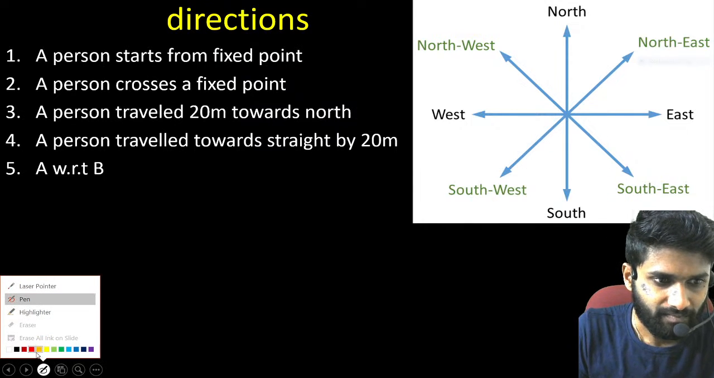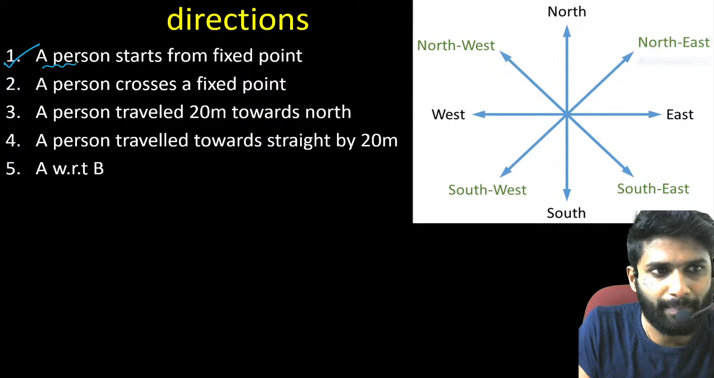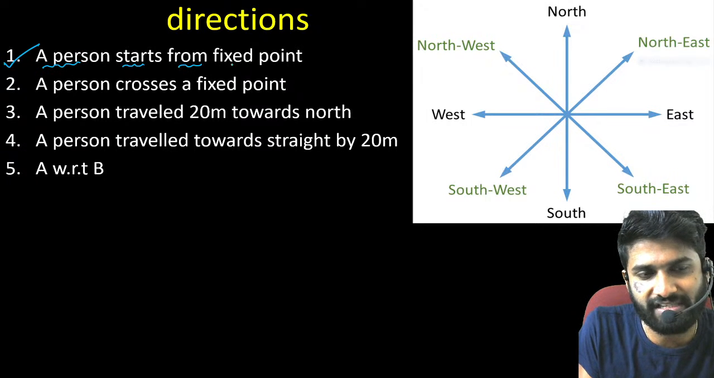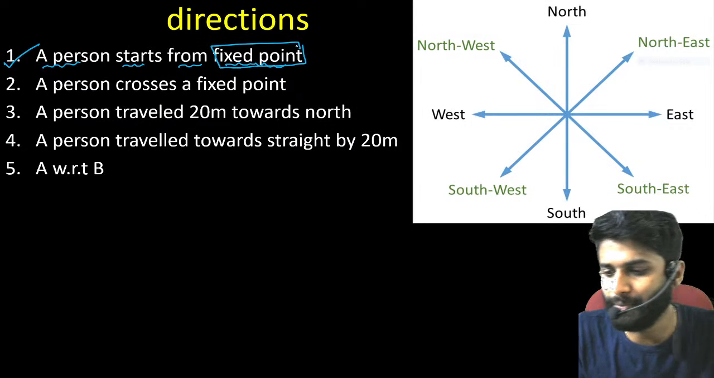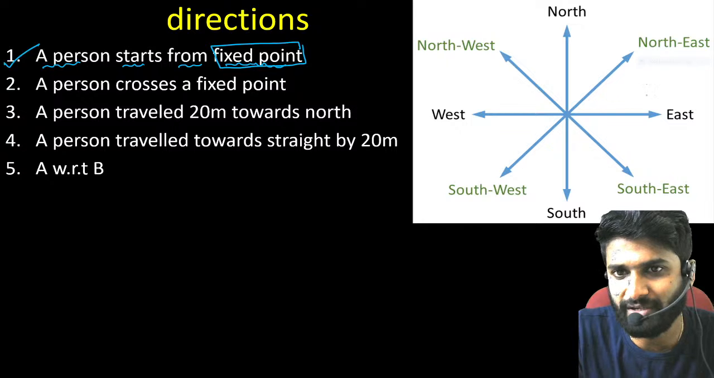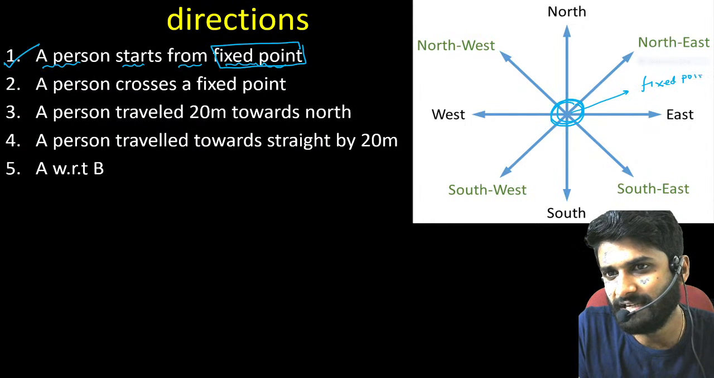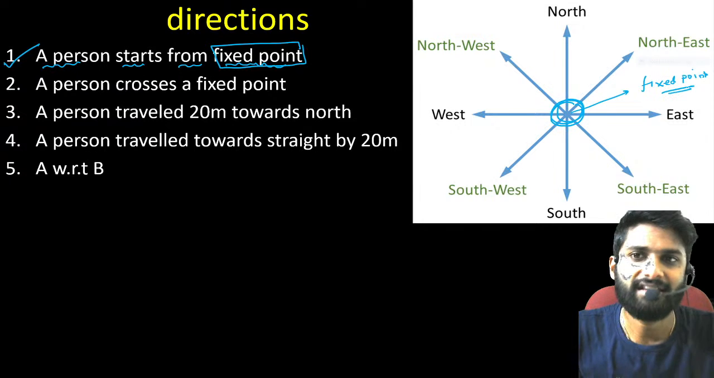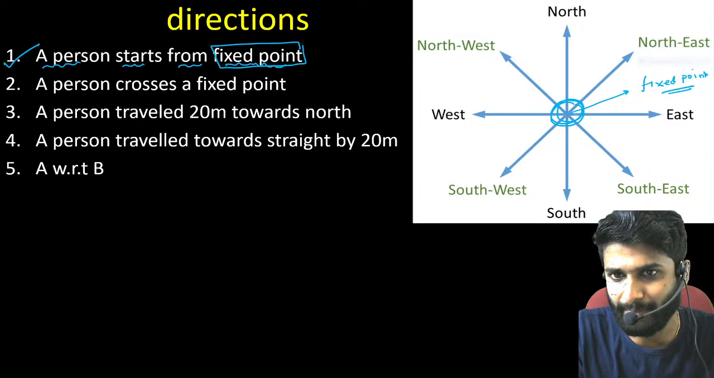Now see, what are the most important points related to direction? The first one: a person starts from a fixed point. So there is one term here, what is the meaning of fixed point? See, guys, if a person starts from a fixed point, take it as the center of all the directions. The center of all the directions we can define as the fixed point. That is the first point. If a person starts from a fixed point, this is the starting representation.